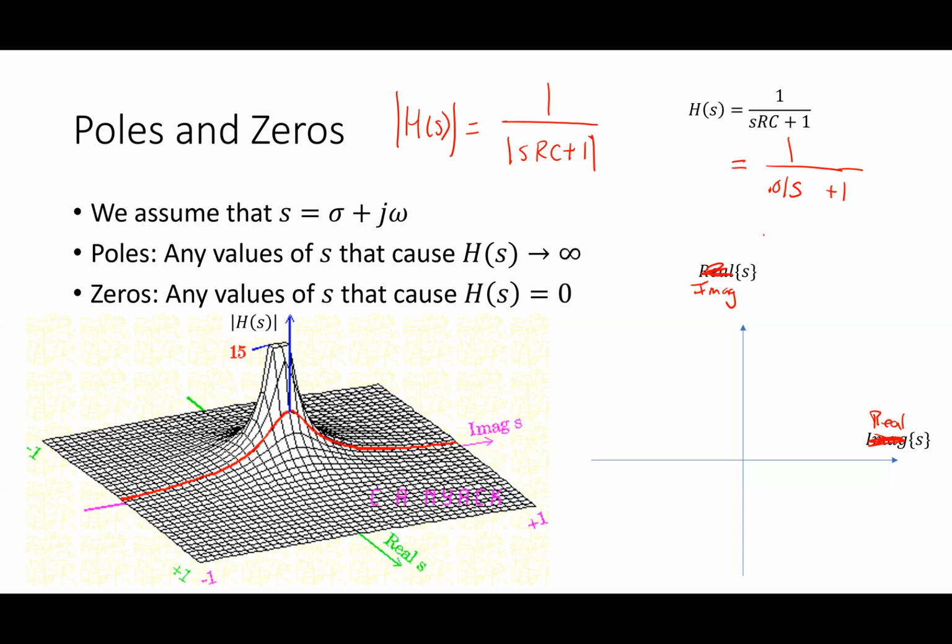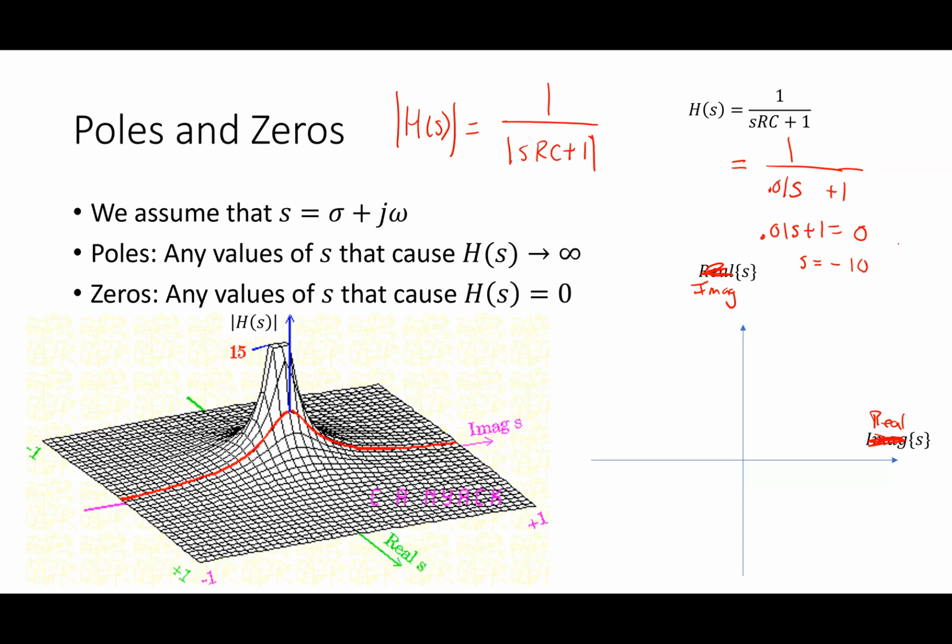If I look at the bottom of this, 0.01 S plus 1, if that were equal to 0, what's the problem with that being equal to 0? Yeah, I'm dividing by 0. The magnitude of that thing would become infinite at that point. The value specifically is S equal to -10.